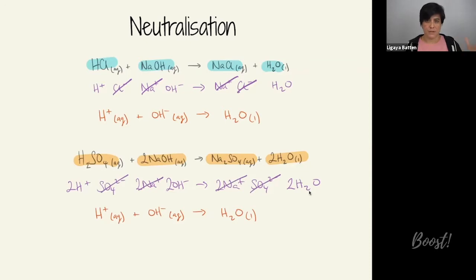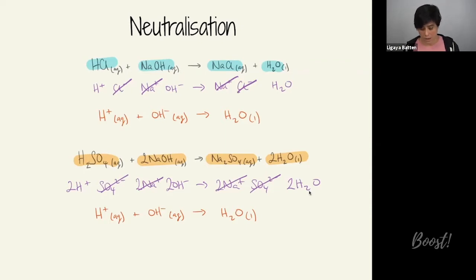And because we have the 2 on either side, the 2's also cancel out, which leaves us with the same ionic equation for this neutralization reaction. So even though we have a different acid that balances differently in its chemical equation, we actually end up with the same ionic equation. And this is true of any acid and alkali neutralization reaction.